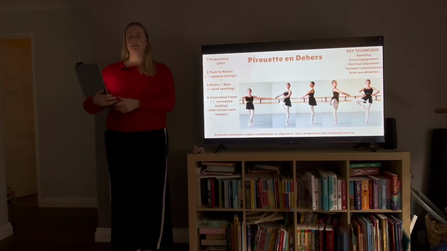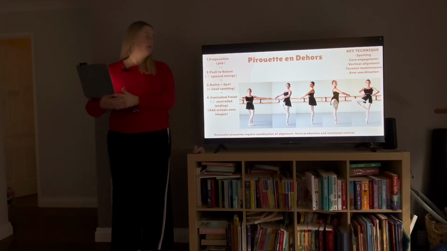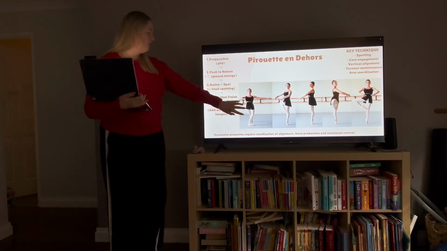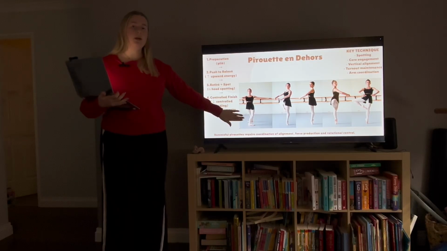What we'll be analysing today is a pirouette en dehors, which means out the door. There are 4 key and major parts of a pirouette that need to be executed by the students before they can properly do their steps. The first one, as we can see, is the preparation of plie.